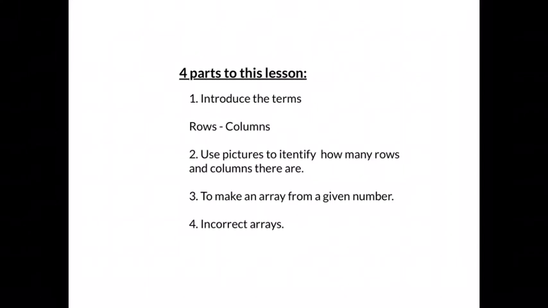The first part is to introduce the vocabulary and the difference between rows and columns. The second part is to use pictures to identify the rows and the columns and how many there are. The third part is to physically make an array from a given number. And the final part is to address any misconceptions that they have when creating an array, to make sure that all arrays are correct and not incorrect.